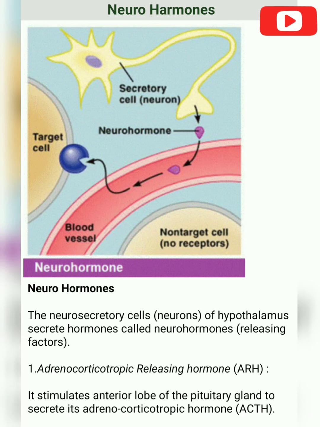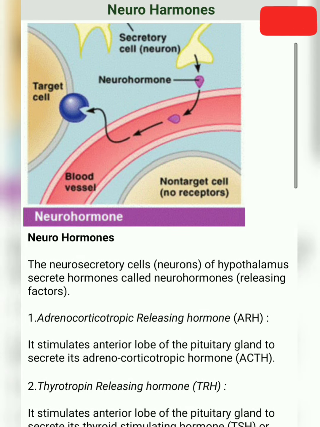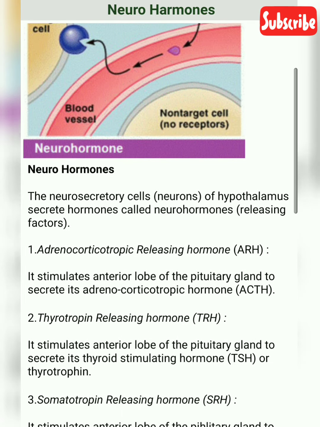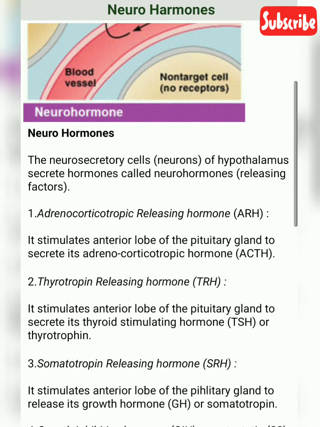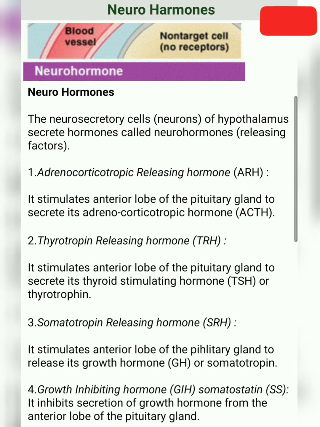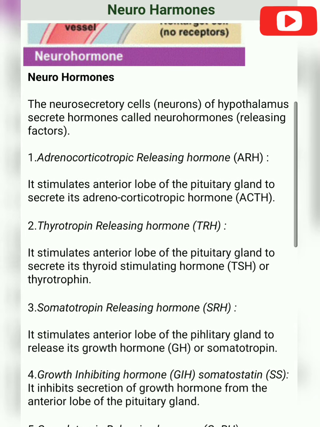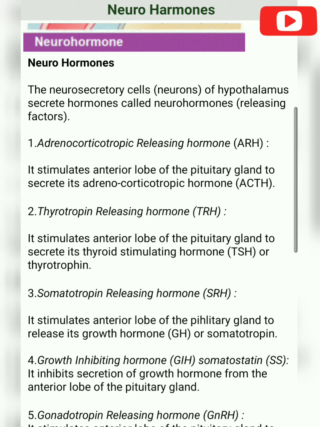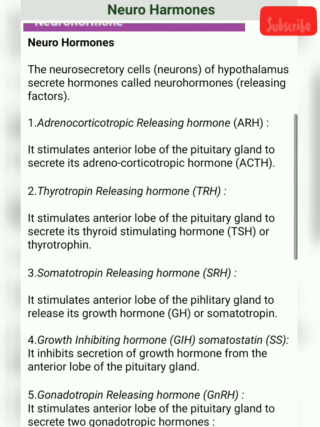Neurohormones. The neurosecretory cells, neurons, of the hypothalamus secrete hormones called neurohormones, or releasing factors. 1. Adrenocorticotropic releasing hormone, ARH. It stimulates the anterior lobe of the pituitary gland to secrete its adrenocorticotropic hormone, ACTH.